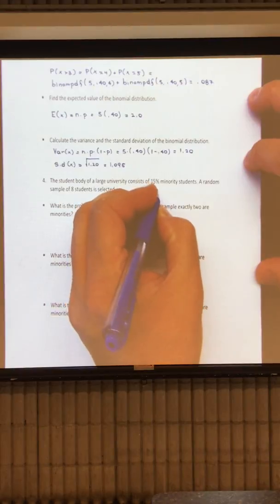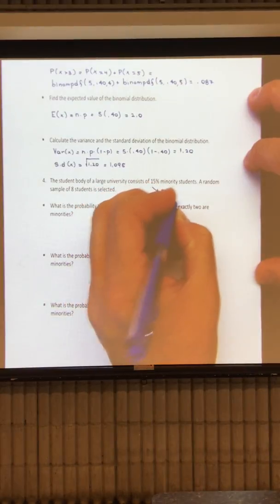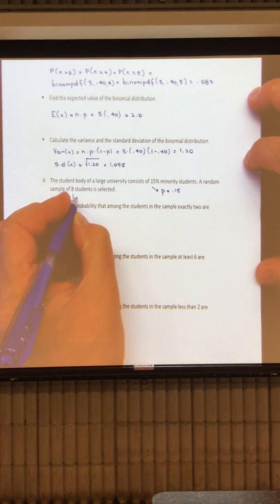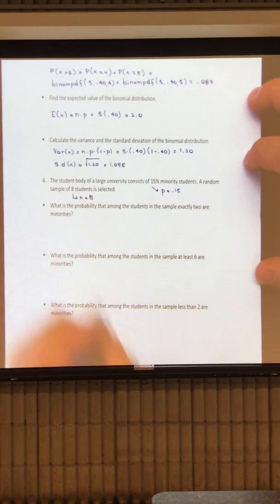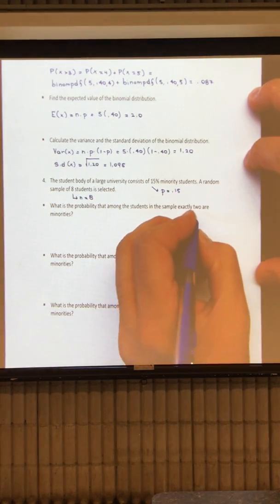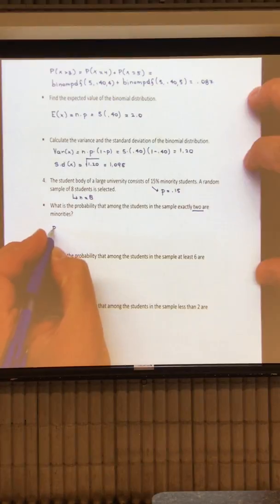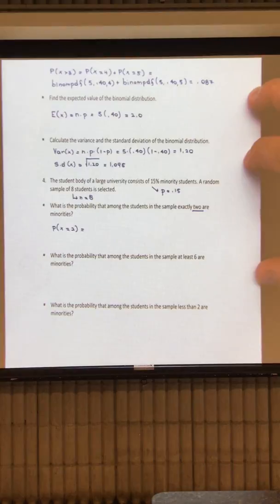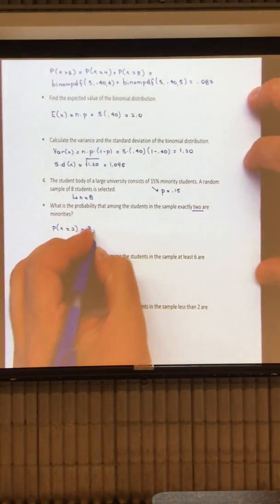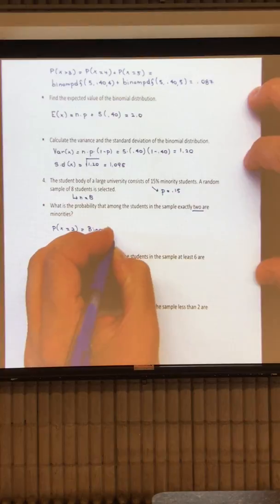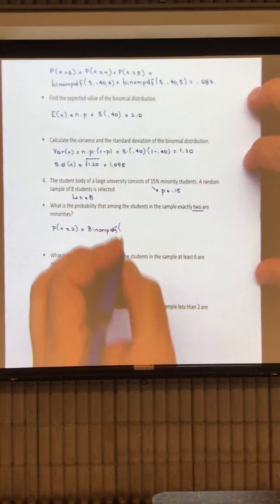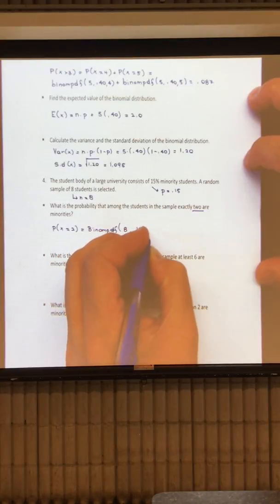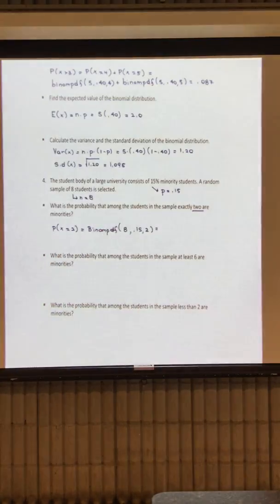Again, P is 15%, 0.15. N is equal to 8. So what is the probability exactly 2 are minorities? So probability x to be equal to 2. This is going to be the same as binomial PDF 8, 0.15, the probability, x, which is 2.